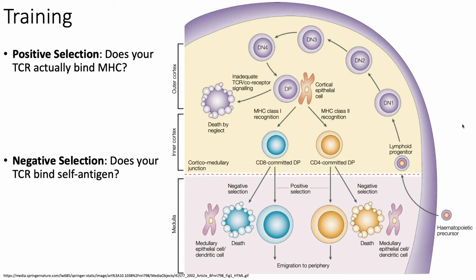Why is it so cool? Because I didn't learn this until later, and it actually informed a lot of my understanding about how this works. So we know that when we go through positive selection, we're making sure the T cell receptor works. But when we go through negative selection, how in the world are we going to take self-antigen, right?